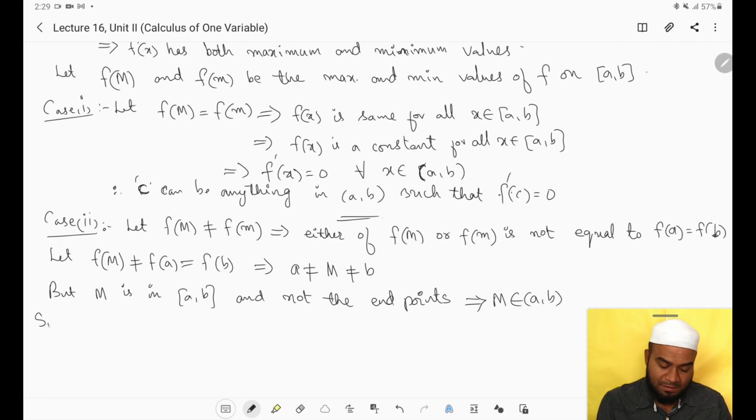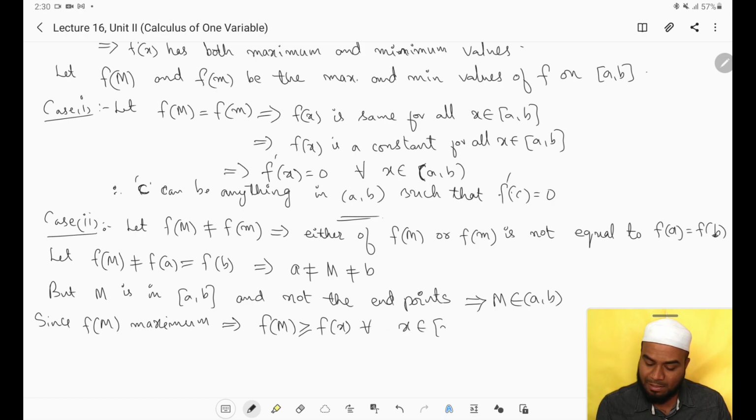Since f of M is the maximum, then what will happen? This f of M will be greater than or equal to all other values of x. This is true for all x belonging to the closed interval a comma b, right? Because f of M is the maximum value, it will always be greater than or equal to all the other values of the function, right?